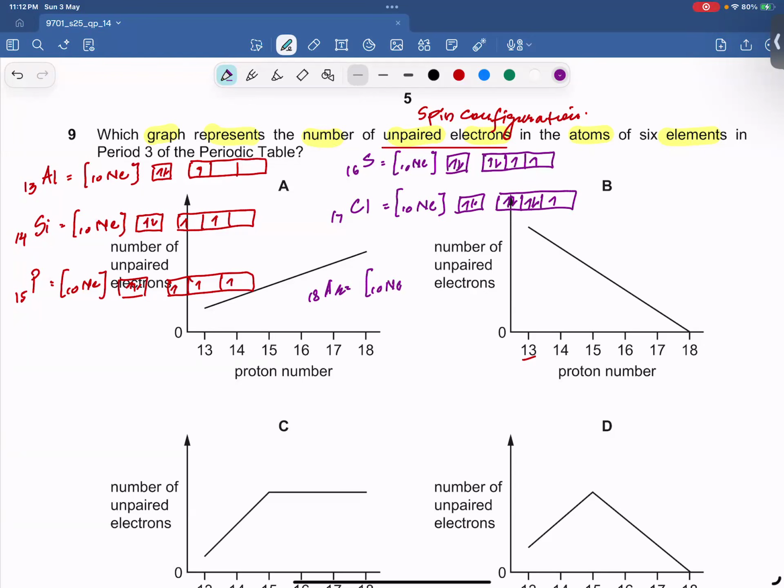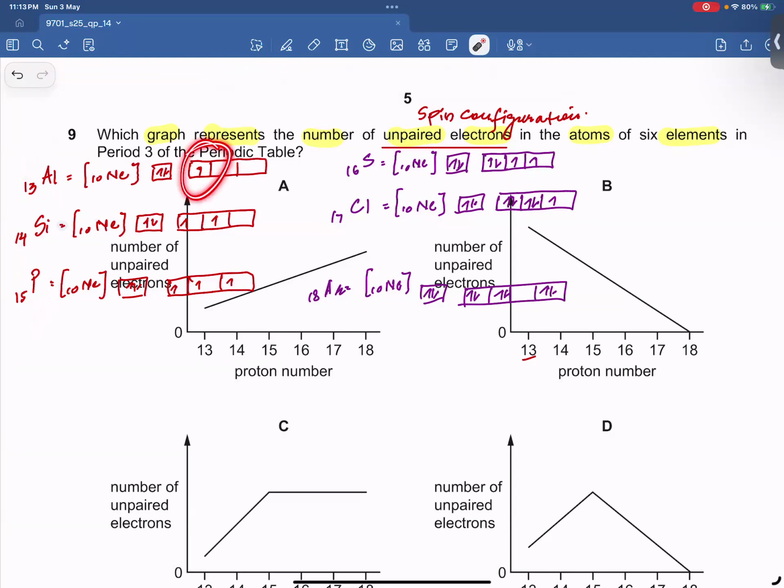It's neon 3s2, and then 3p6. See, from atomic number 13 to 15, the number of unpaired electrons increases. That's the trend. And from 16 to 18, the number of unpaired electrons decreases. So here there were 2, here 1, here 0. On the basis of that, I'm 100% sure that D is going to be the right answer.